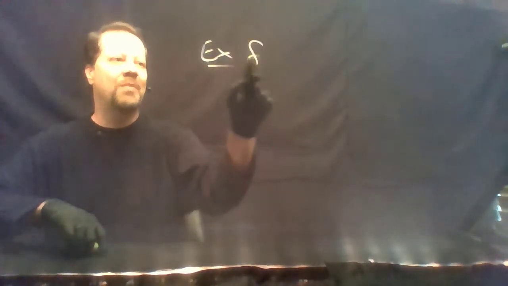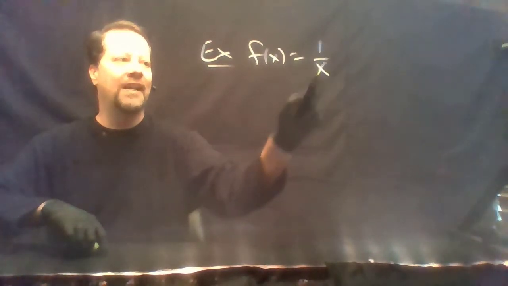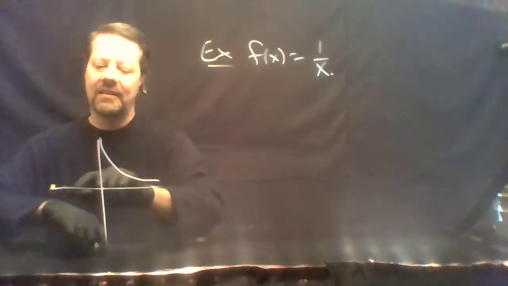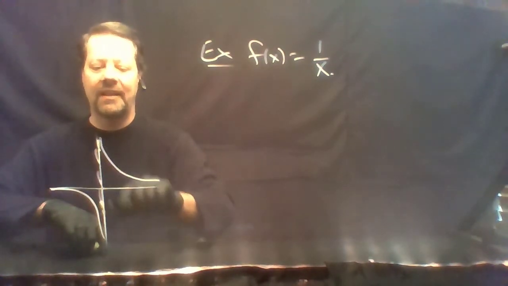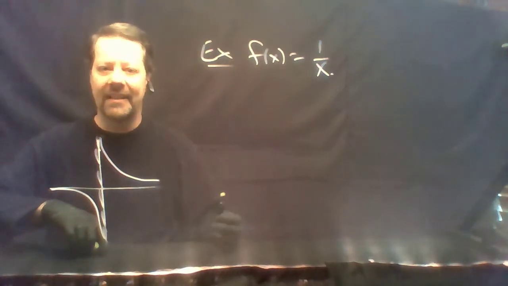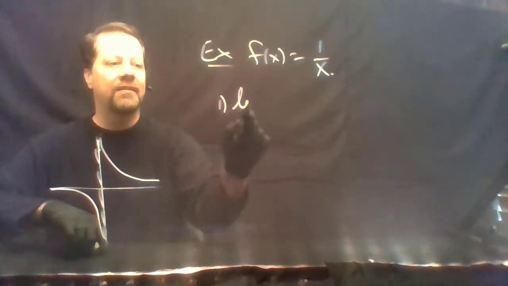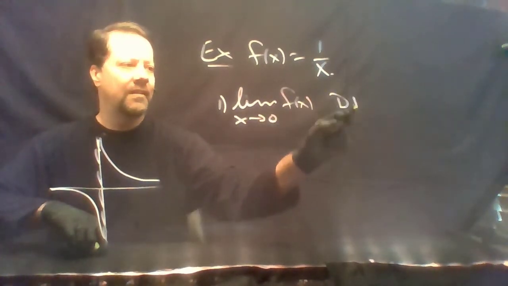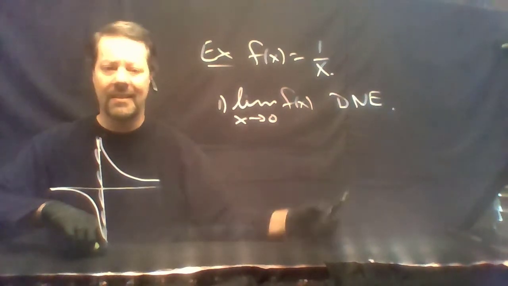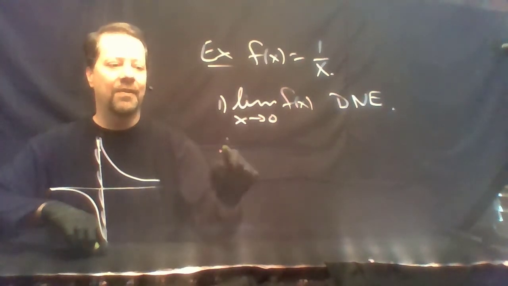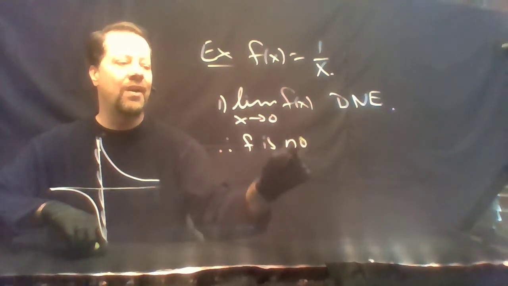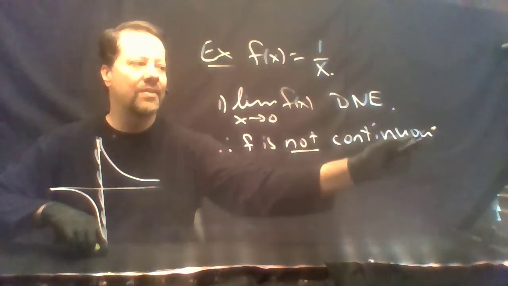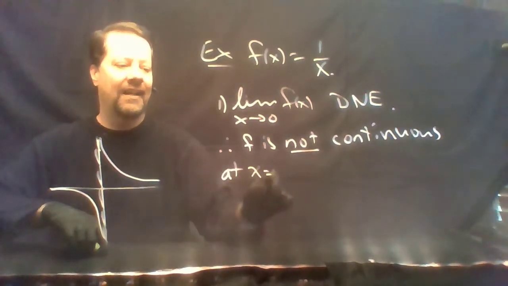So for example, let's consider the function 1 over x. We know what the graph of this function looks like. It has a vertical asymptote at x equals 0, and it is not defined at x equals 0. In particular, the limit as x goes to 0 of f of x does not exist. Therefore, f is not continuous at x equals 0.